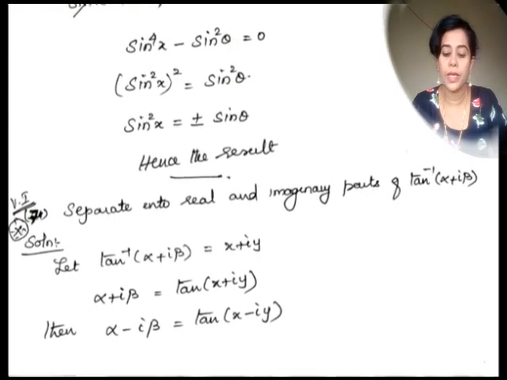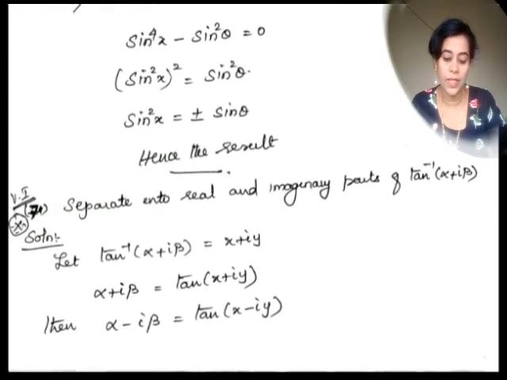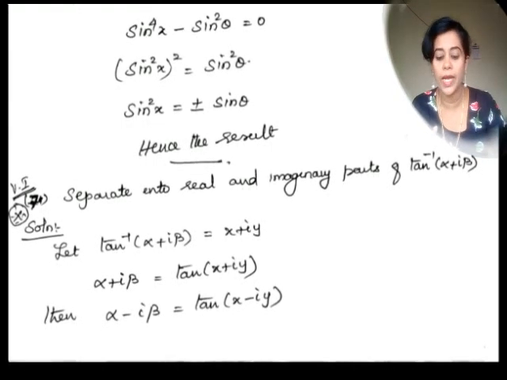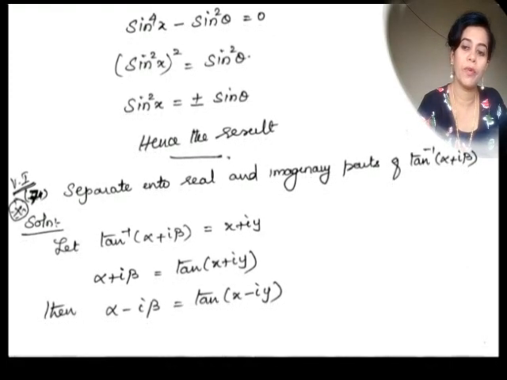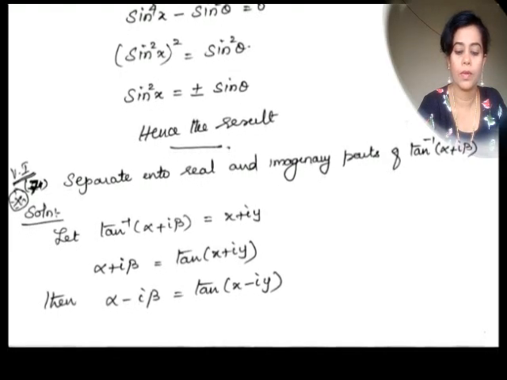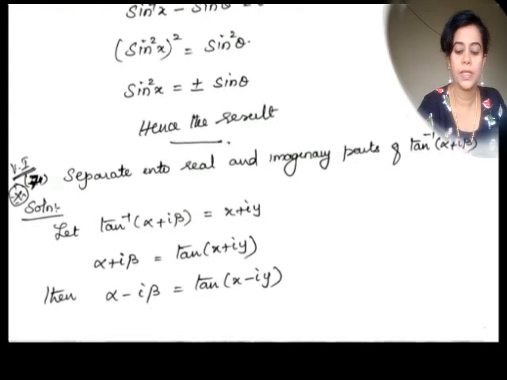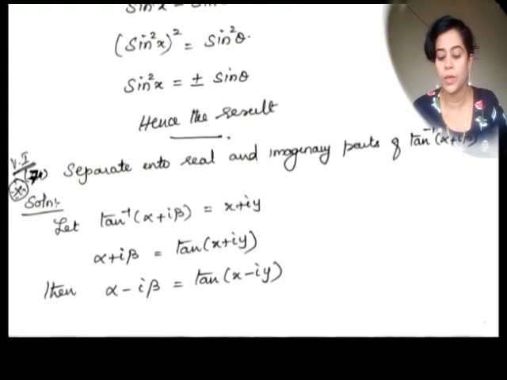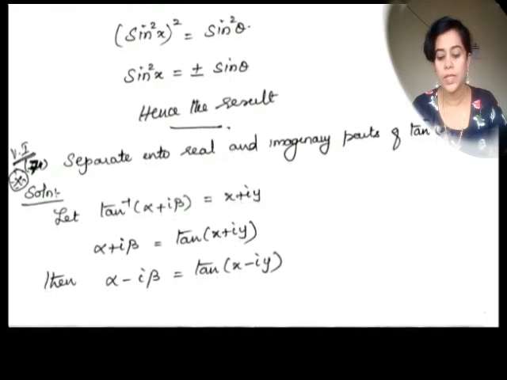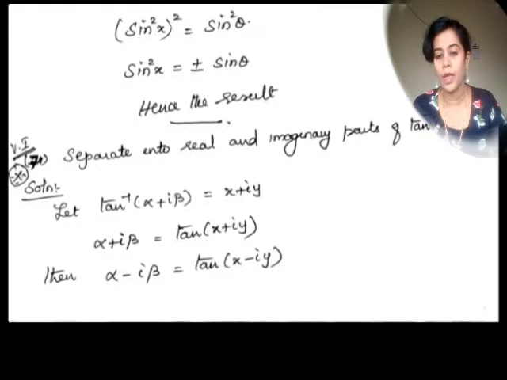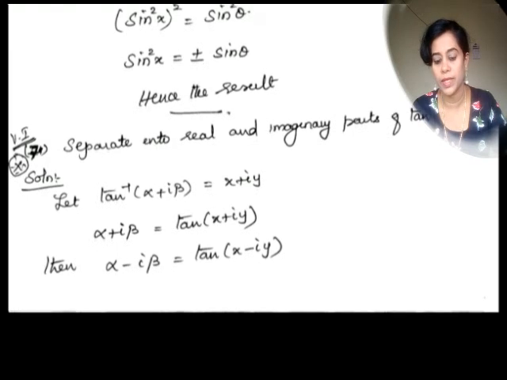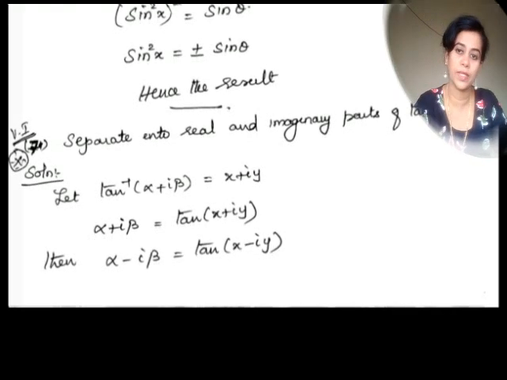And from the given relations, let tan inverse of alpha plus iβ be equal to x plus iy. Then alpha plus iβ is equal to, bringing this tan inverse to the other side, tan of x plus iy. And then we can apply the formula of tan of A plus B. And before that, we can take it that tan of alpha minus iβ is equal to tan of x minus iy. So given that alpha plus iβ is equal to tan of x plus iy, from that I am replacing i with minus i. In the place of i, we are replacing minus i. It is alpha minus iβ is equal to tan of x minus iy.